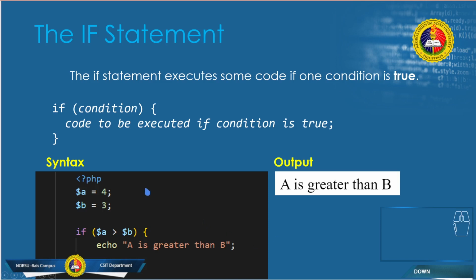So basically here it is. The if statement executes some code if one condition is true. Same thing, it's similar to C++ before. We write the word if, and then we set the condition enclosed with parentheses, and then the codes to be executed will be enclosed by curly brackets. Is it the same as C++ before? Yes, sir. Okay. All right.